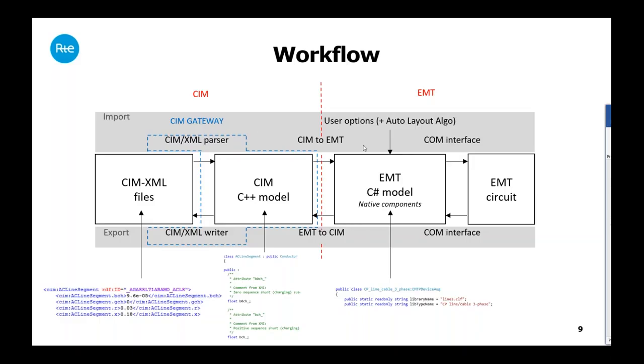So these are some of the warnings and errors we can encounter. And we are also experimenting with an export tool. This is the opposite direction in this workflow, the black arrow below here. So we would like also to create the equivalent CIM XML file from an EMTP circuit. It's not completely done, but it's in progress.